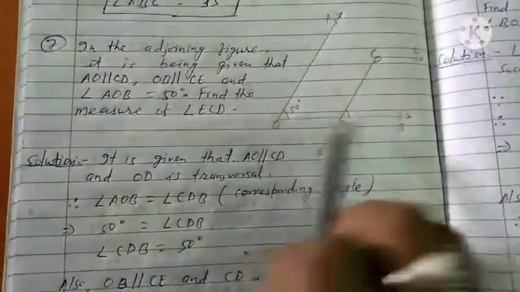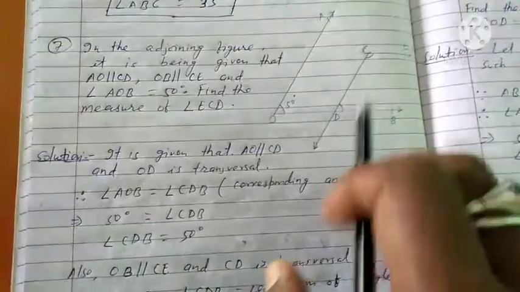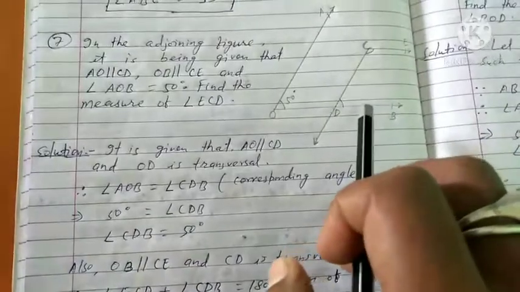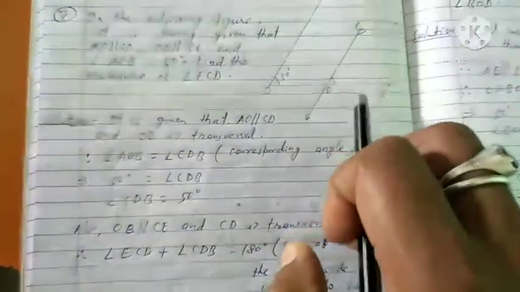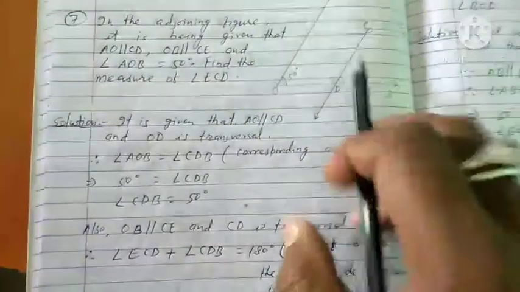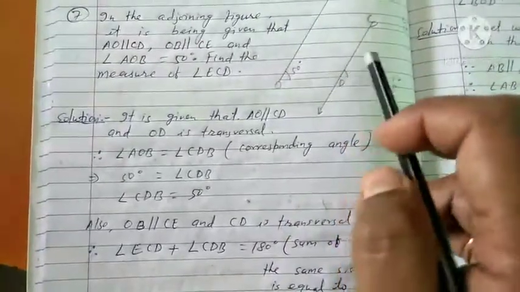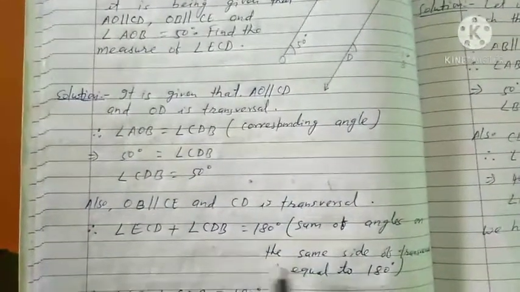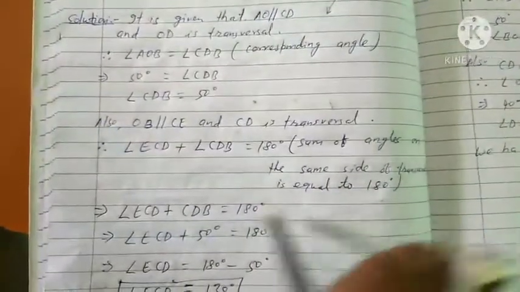Now also it is given that OB is parallel to CE, and CD is a transversal on it. Therefore, these two are angles on the same side of a transversal, so the sum of these two angles will be equal to 180 degrees. So when we add ECD and CDB, it will result in 180 degrees, because the sum of angles on the same side of a transversal is equal to 180 degrees.